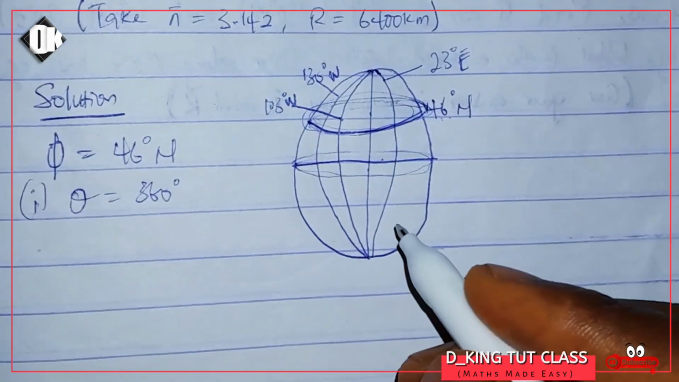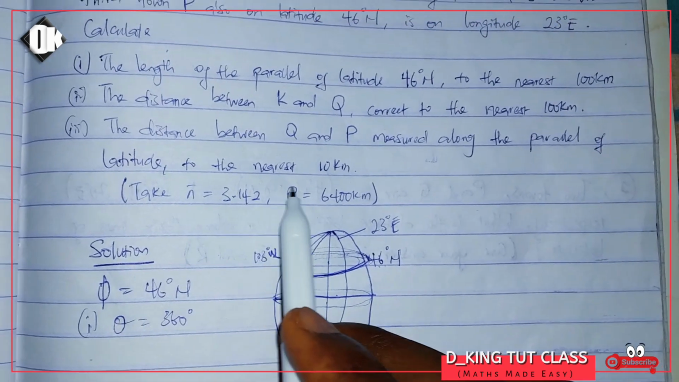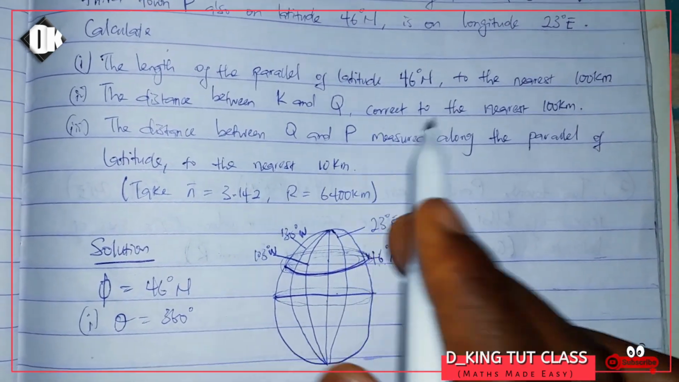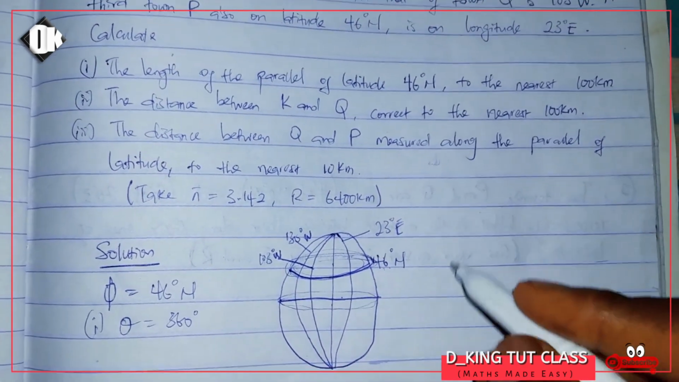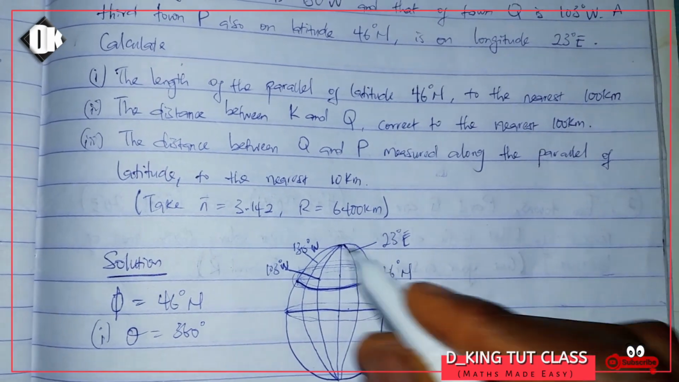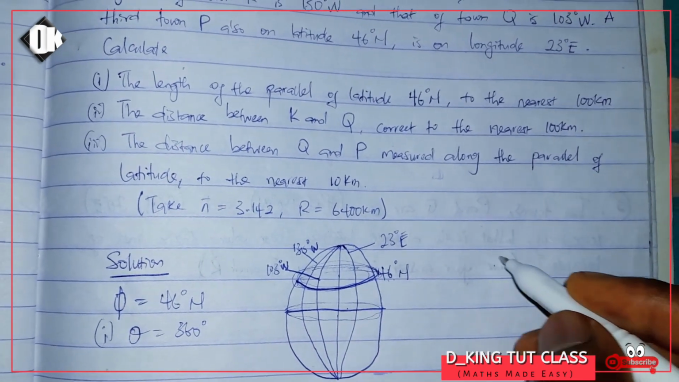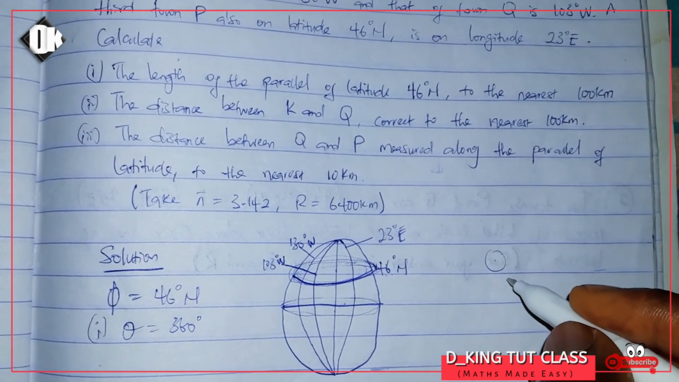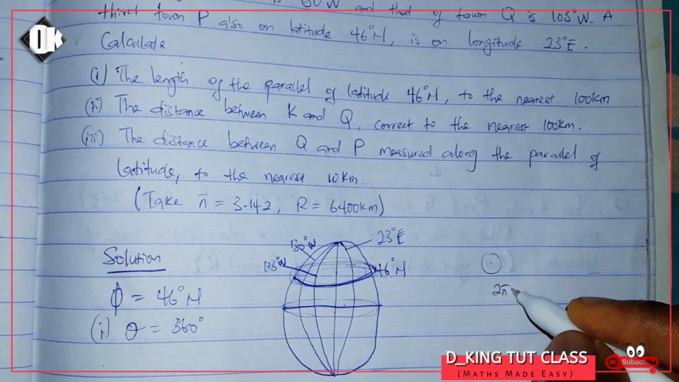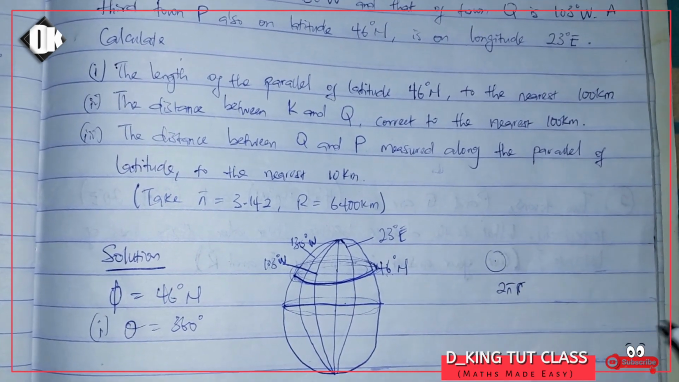360 degrees. Find the length of the parallel of latitude. So I'm looking for the length or the circumference of a line of latitude, where the angle at a point of the circumference is 360 degrees. And the formula there is 2 pi R.